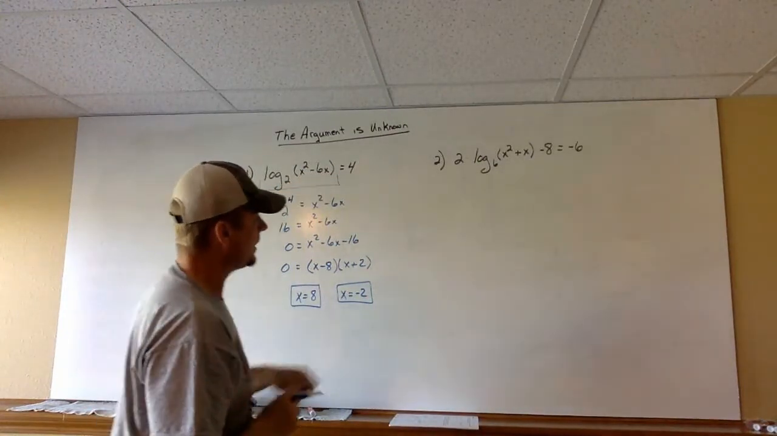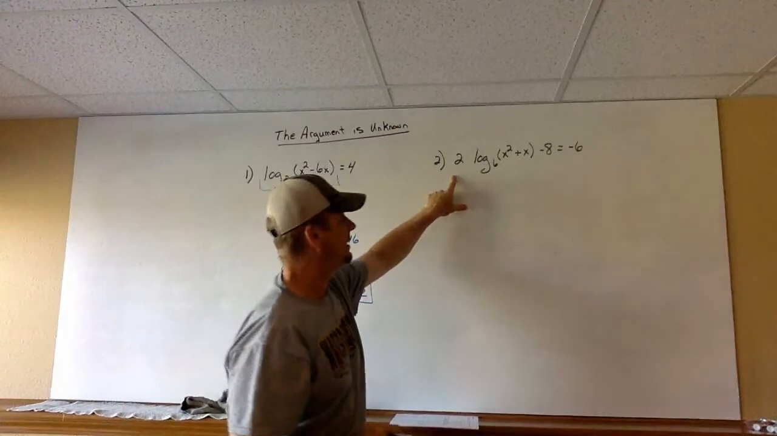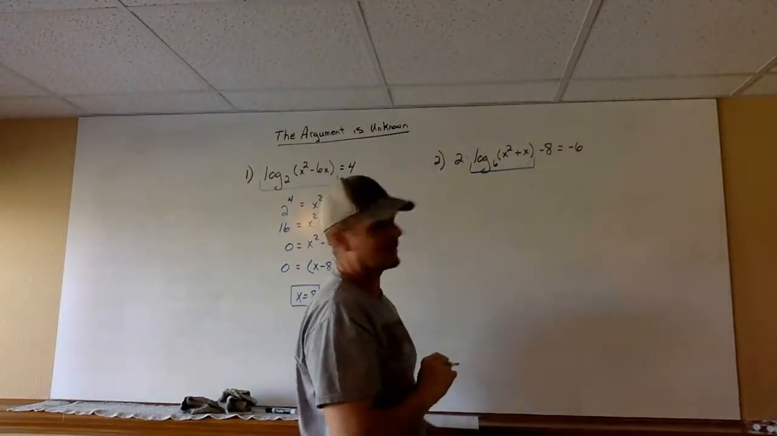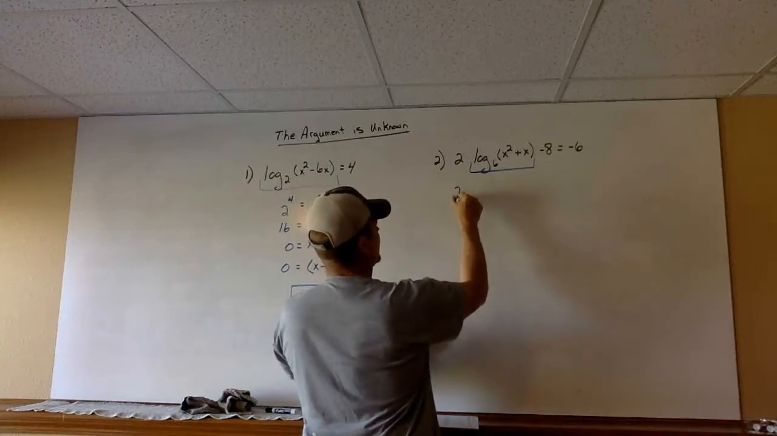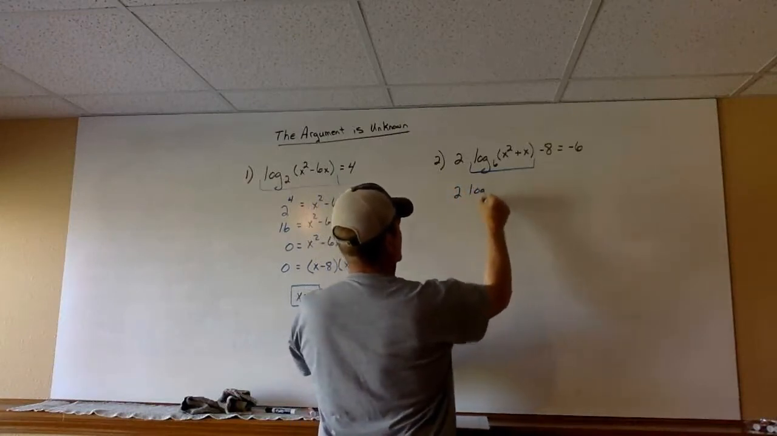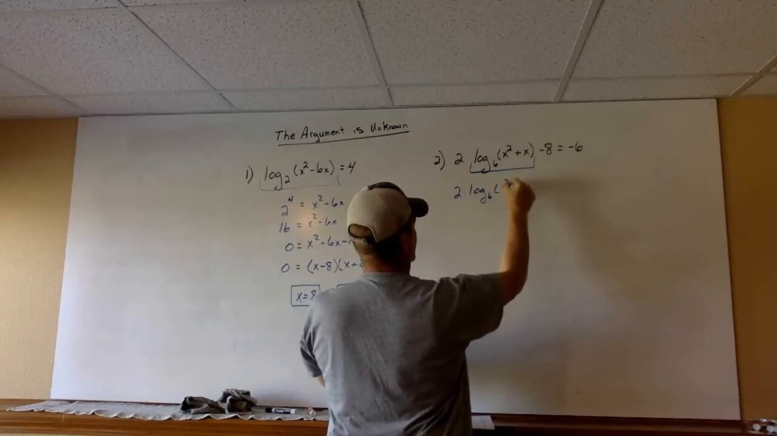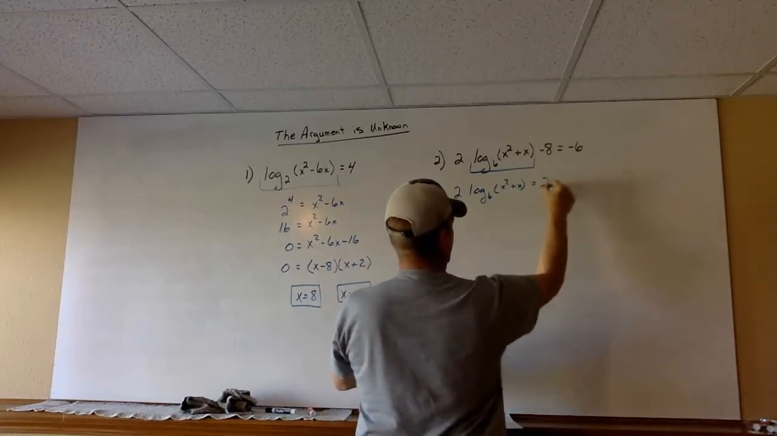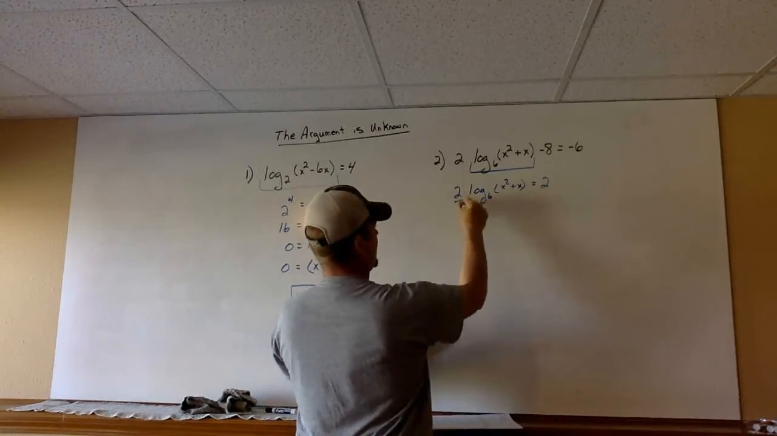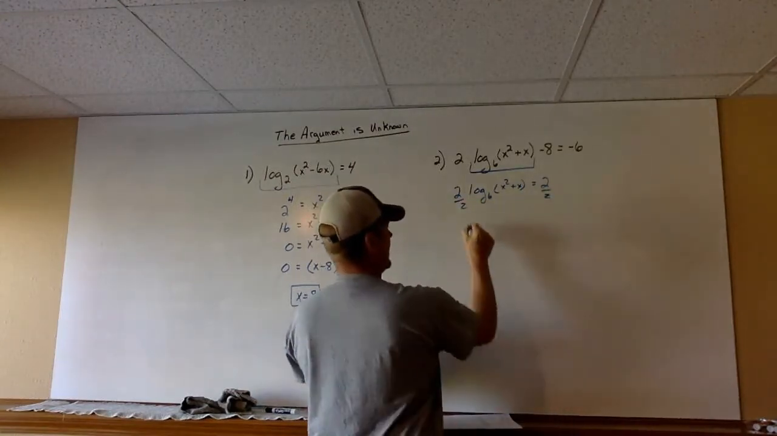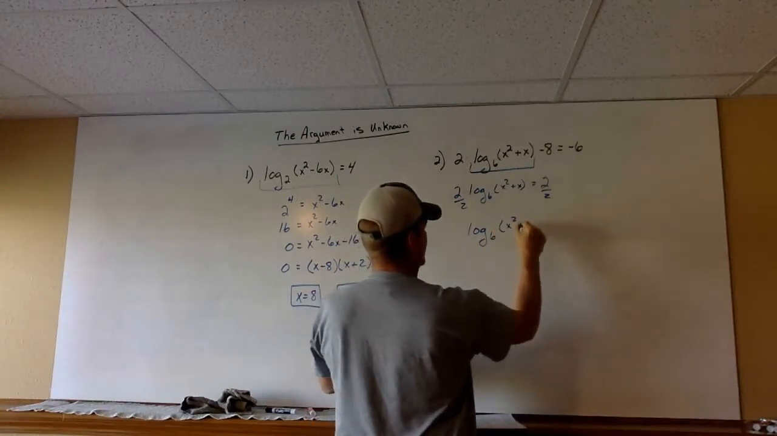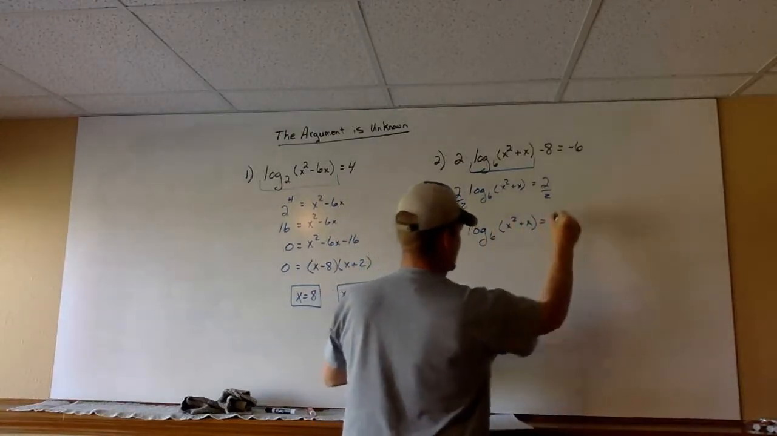Okay? Number 2 is a little bit more involved because I need to isolate my log first. So the first thing I'm going to do is say, oh, that's 2 times log base 6 of x squared plus x. I'm adding that 8 across to get 2. I'm going to divide both sides by 2 to get rid of that, and I have log base 6 of x squared plus x equals 1.